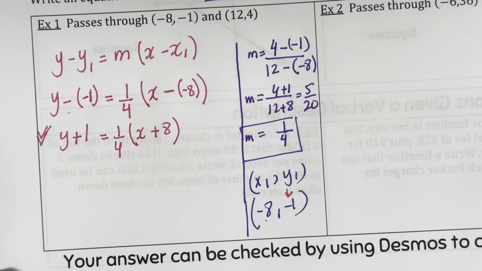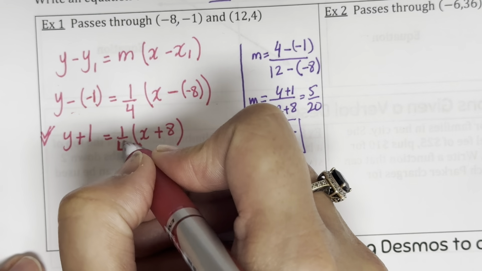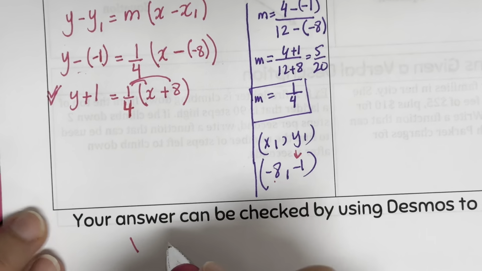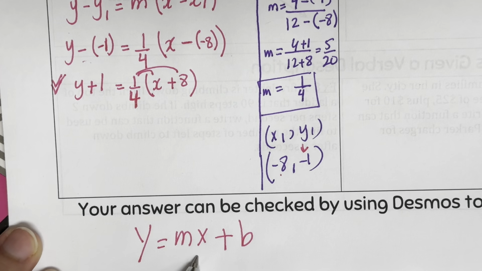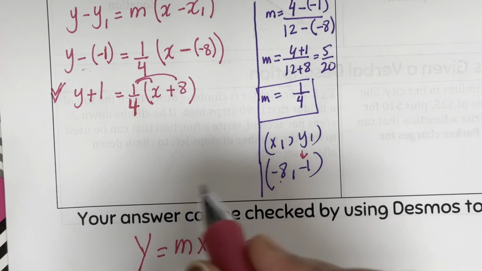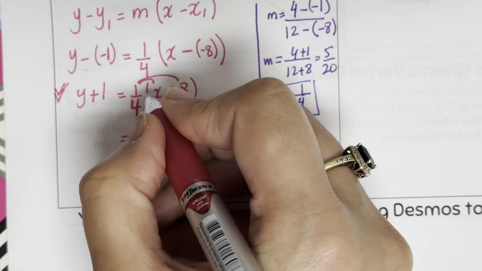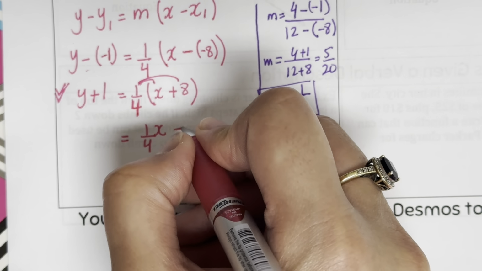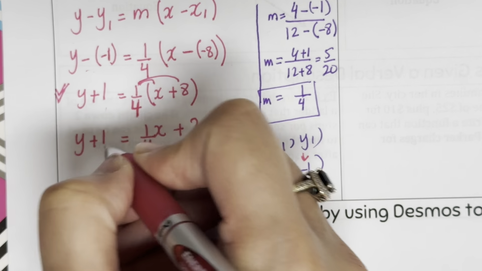My goal is to write the equation in y equals mx plus b form, so I'm not there yet. So first thing I'm going to do is distribute, because y equals mx plus b doesn't have any set of parentheses, and also y is by itself. So let's just do that. So 1/4 multiplied by x is 1/4 x, and then 1/4 times positive 8 is positive 2. This is y plus 1 over here.